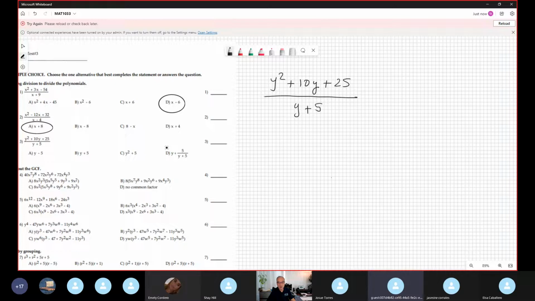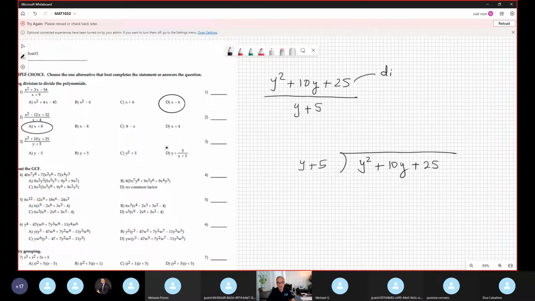Okay, long division. Y squared plus 10y plus 25, divided by y plus 5. You organize. Dividend is the technical name of this, and this is the divisor. Dividend inside the box, divisor outside the box.